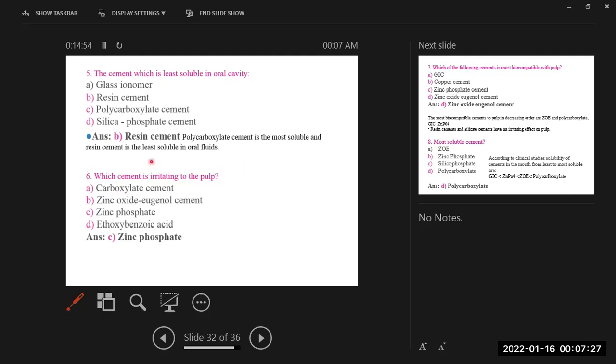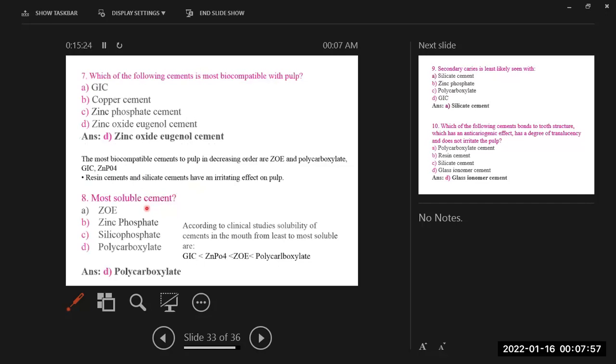So the next question is, which cement is irritating to the pulp? I told you the one which is irritating to the pulp would be zinc phosphate, because initially at the time of insertion its pH is too acidic, and that is why zinc phosphate is the most irritating to the pulp. In case silicate cement was given, then maybe silicate should have been an answer, but otherwise here the most apt answer would be zinc phosphate. Okay.